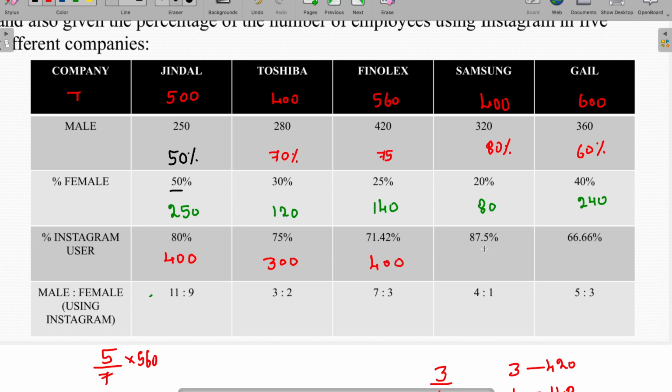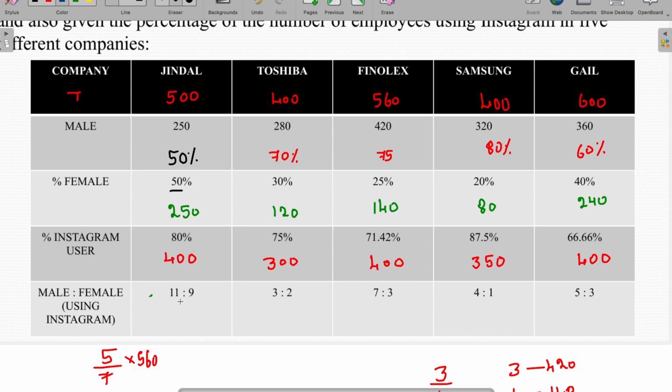Then 87.5 percent is 7 by 8, sorry, not 3 by 8. 7 by 8 of 400, 50 into 7, is 350. 66.66 percent is 2 by 3, that will be 400. Now I know the total male and female Instagram users.